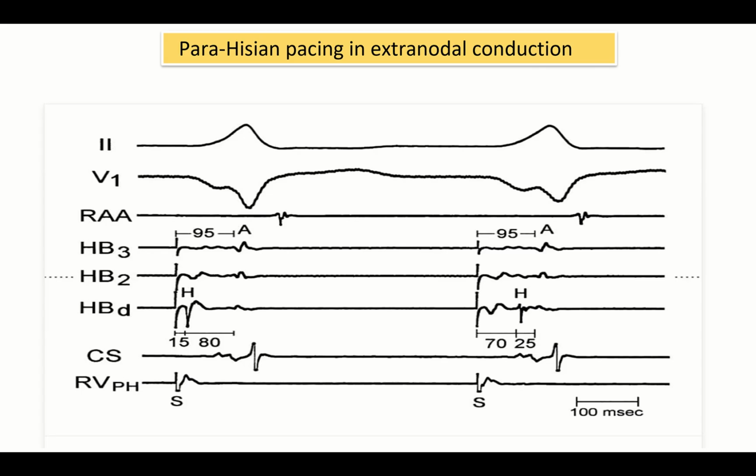So let's give an example. Para-Hisian pacing in extranodal conduction, accessory pathway. We start para-Hisian pacing in the first beat, then the second beat shows wide QRS complex using low output. We lose His capture, so wide QRS complex, and no change in atrial activation sequence. And the most important is stem to A 95 milliseconds, same as when you capture the His. What does it mean? It is fixed retrograde conduction through the accessory pathway. What about HA interval? It decreased.